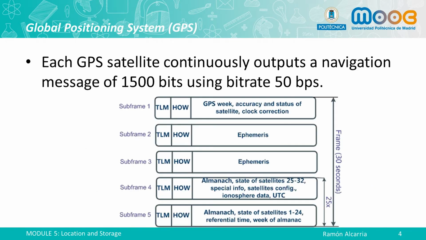All satellites transmit a navigation message with a length of 1.5 kilobits, using a bitrate of 50 bits per second. Hence, the complete transmission of one message consumes 30 seconds. One message is separated into 5 subframes with equal length of 300 bits. Each subframe is composed of 10 words.